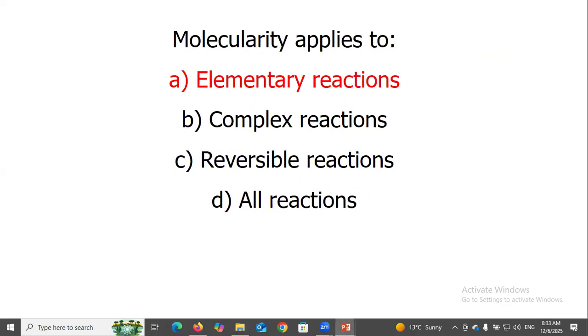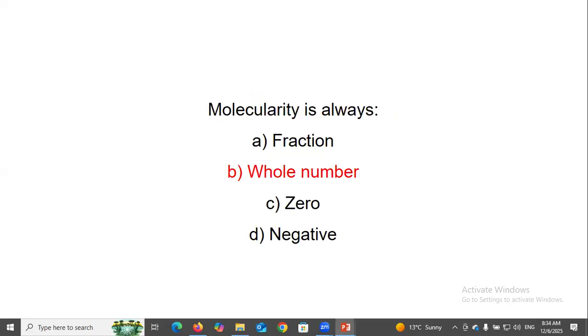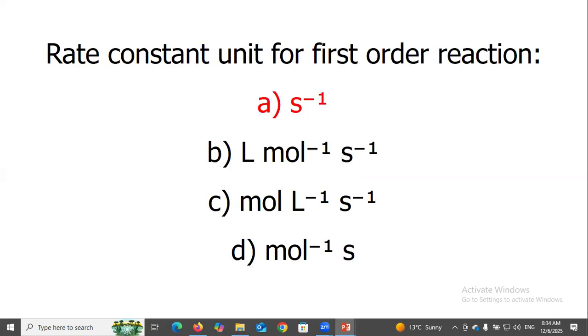Molecularity applies to elementary reaction, complex reaction, reversible reaction, all reaction. Correct option is option A, elementary reactions. Molecularity is always fraction, whole number, 0, negative. Correct option is option B, whole number. Rate constant unit for first order reaction is per second.